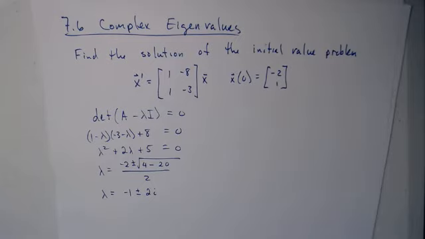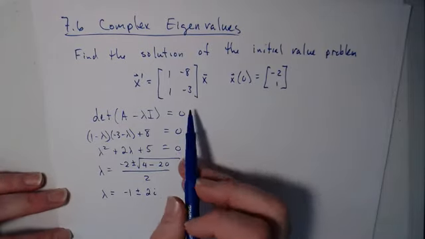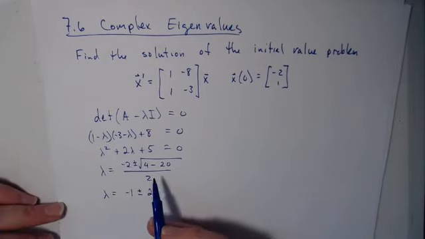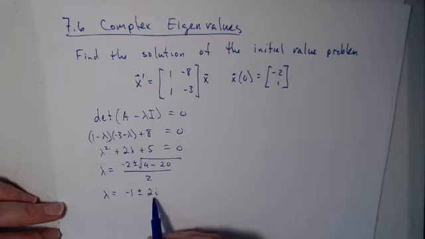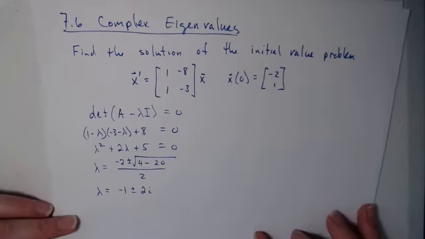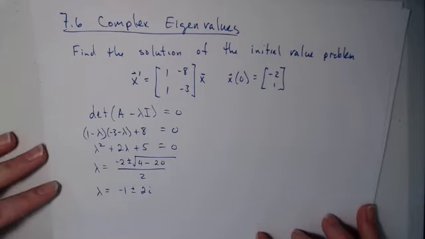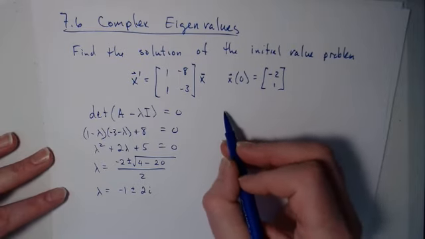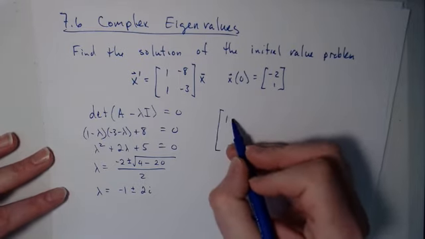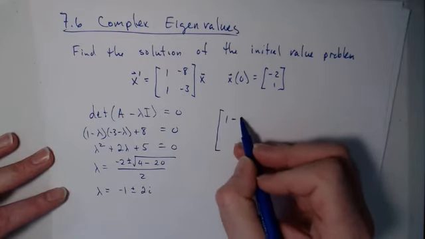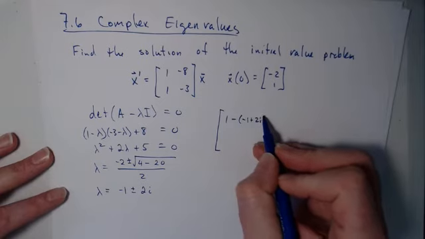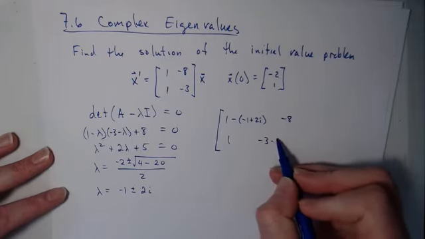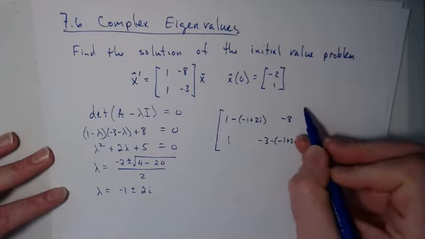The deal with complex eigenvalues, so long as our matrix was real anyway, is that they're always going to occur in conjugate pairs because they come from solving a quadratic equation. So we're going to get the plus or minus the same thing, i. And when we plug them back into our matrix, we can pick either one. We'll take the plus one here. So I'll have 1 minus (negative 1 plus 2i), negative 8, 1, and then negative 3 minus (negative 1 plus 2i).